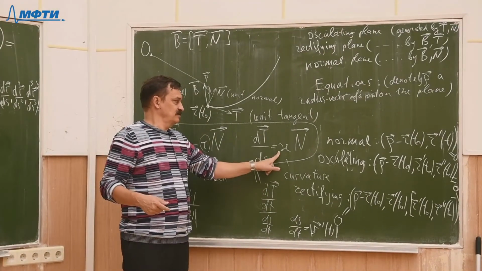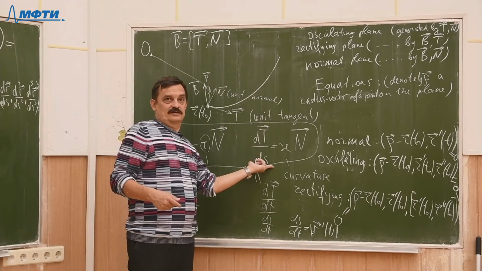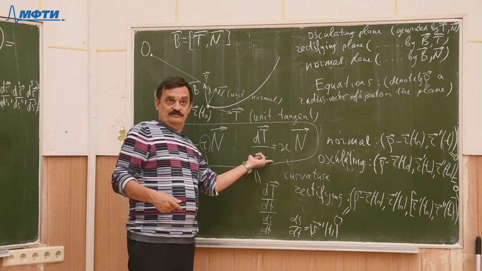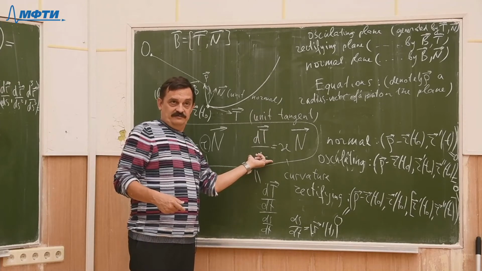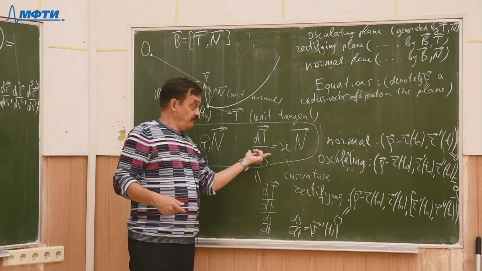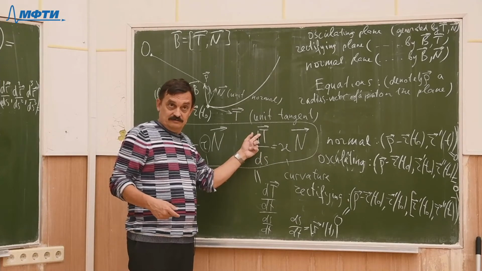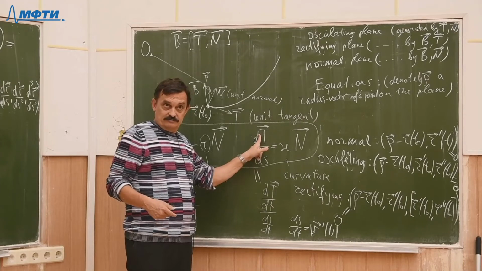Curvature is the length of this derivative, right? As we know, the length of the derivative of a vector function of unit length is the angular velocity of this vector. So we have angular velocity.